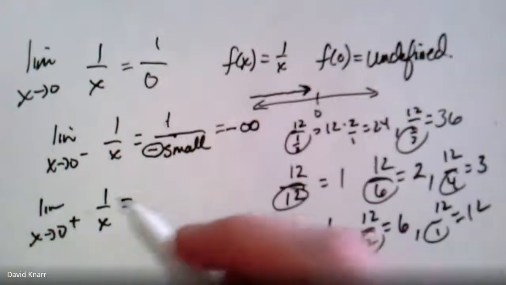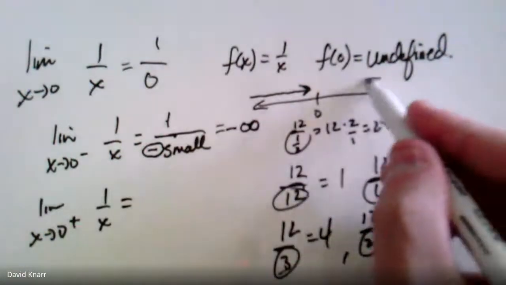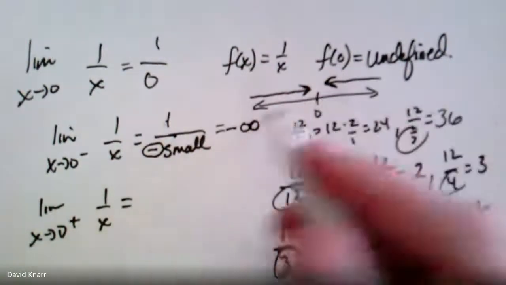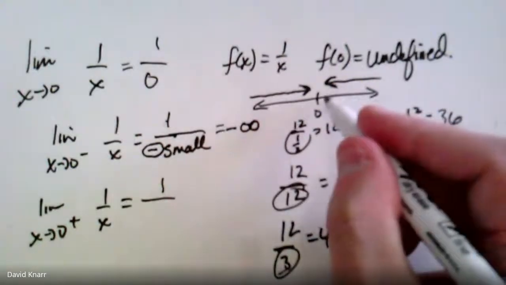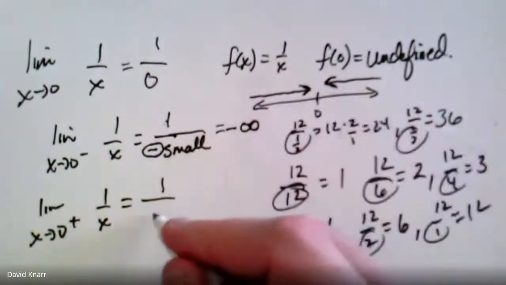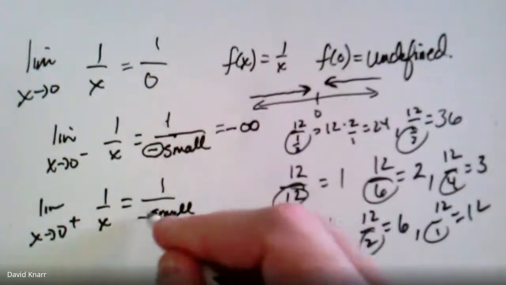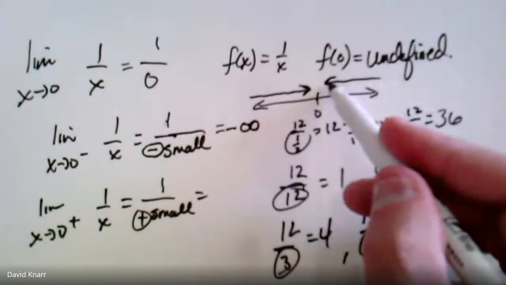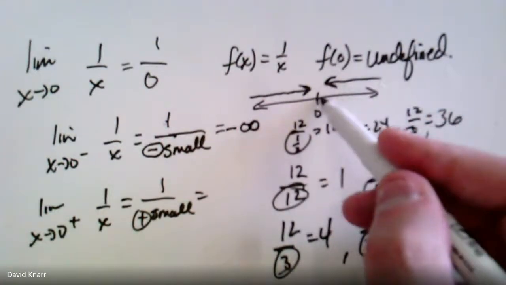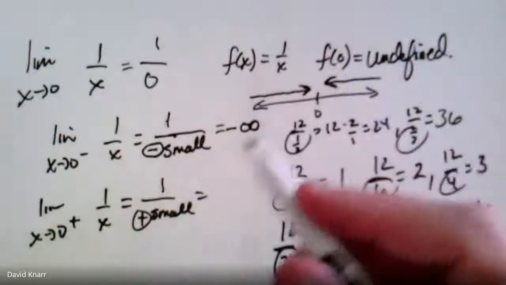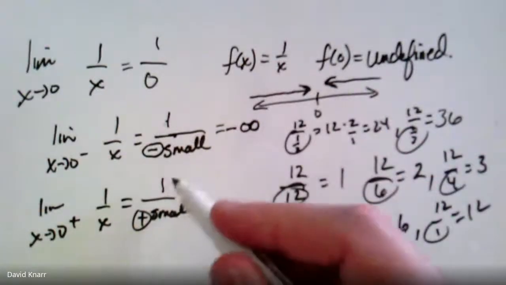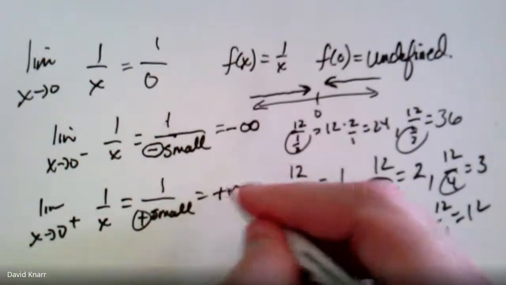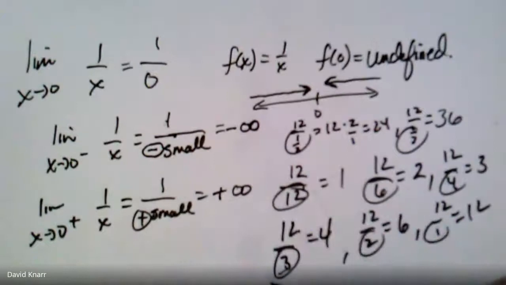Now, from the right, as x goes to 0 from the right, if you come in this direction, you're talking about numbers that are just larger than 0. So it's 1 divided by, again, numbers that are really small because they're really close to 0, but they're positive, because they're coming from the right side of the number line, meaning they're just larger than 0. So now I have 1 over a number that's really small. Well, the result's going to be really large, infinity. A positive divided by a positive is a positive. So this limit goes to positive infinity.